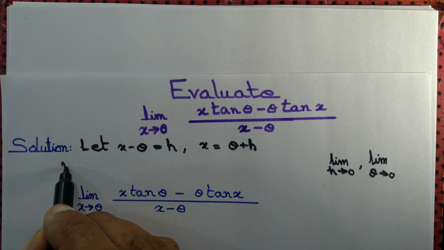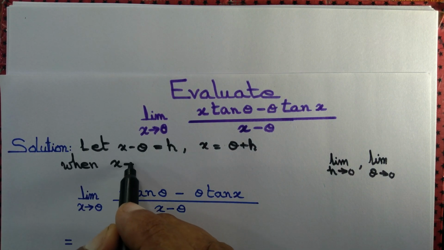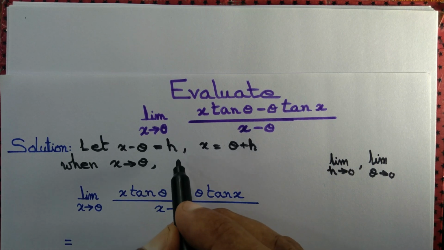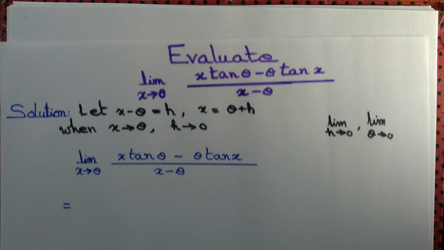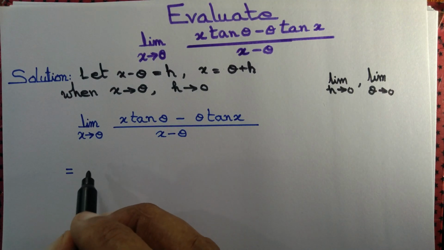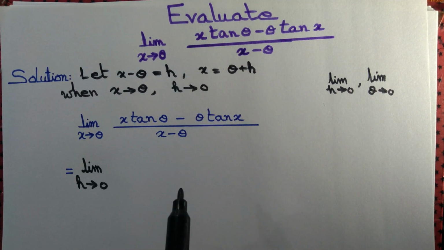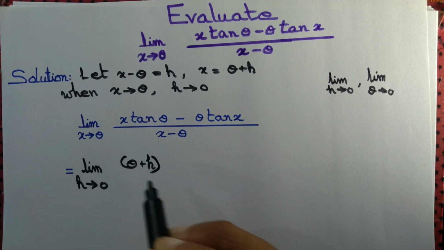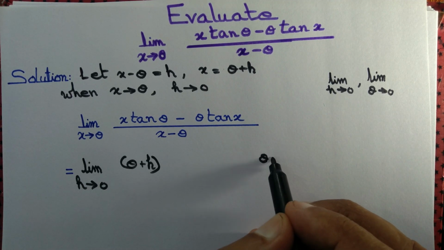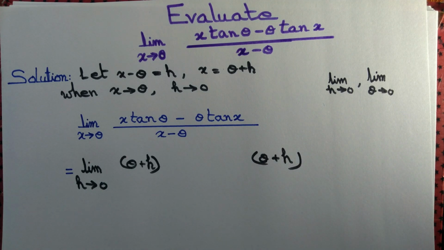Then when x approaches theta, h approaches 0. So this limit must be equal to limit h tends to 0. Instead of x, we can write theta plus h. Rest of the expression we can copy as it is.